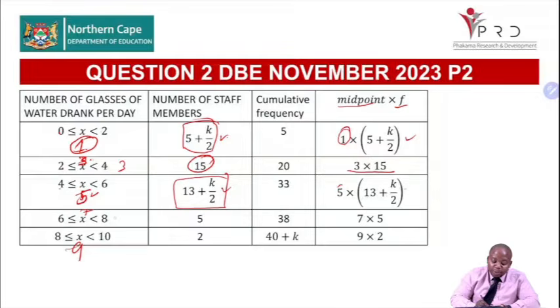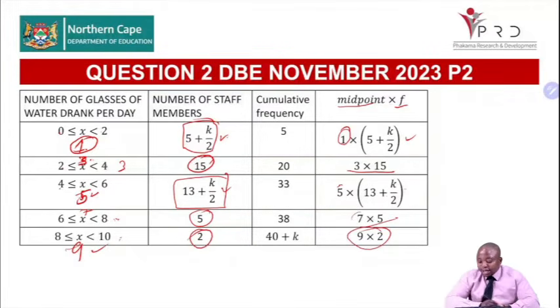Then we take another midpoint here, which is 7. We say 7 multiplied by its frequency, which is 5. It's going to give us 7 times 5. We have again our midpoint for the last interval then, which is 9. We multiply it with the 2. Then we're going to get 9 times 2 in that case.